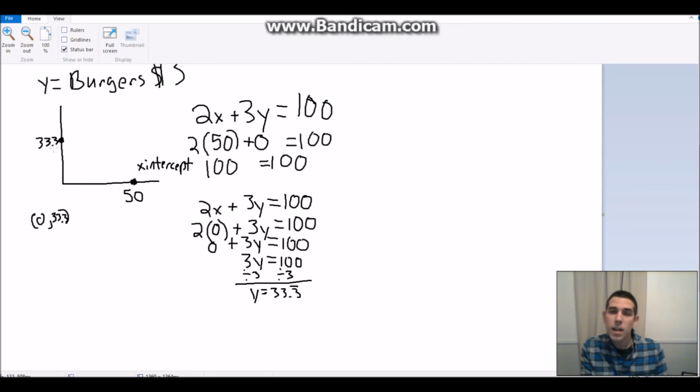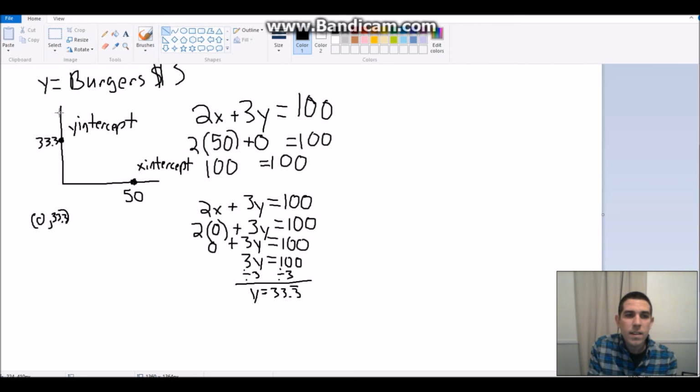Now, normal graphs would have numbers for us to fill in. But there's my two plots. I found the x-intercept and I found the y-intercept. So by finding the two intercepts, I can now connect this line, and there's my graph. Boom, boom. That's the graph for a standard form.